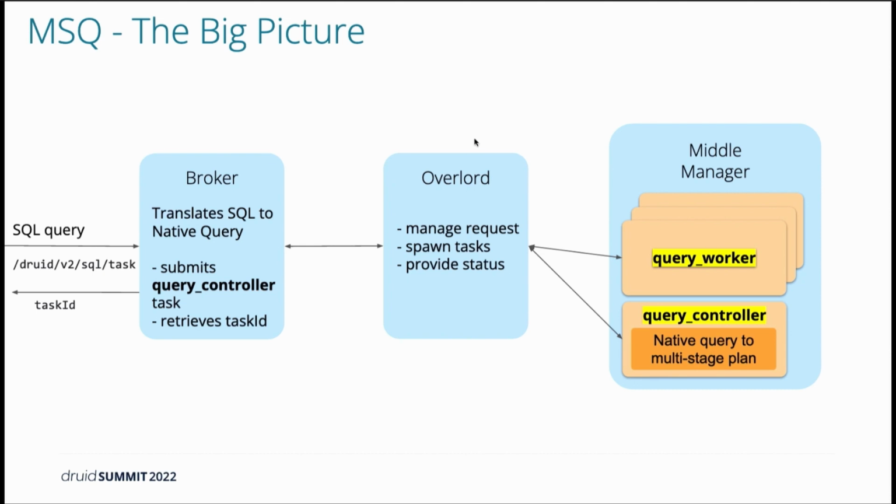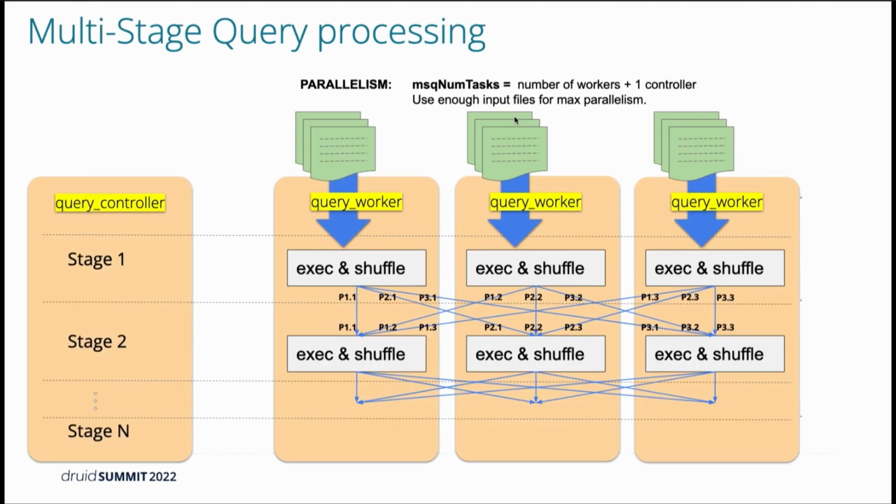On the Overlord, once the task is instantiated, this task is the query controller. It contacts the Overlord to spawn more workers based on the SQL query. After all the workers are launched, the query controller coordinates all the work amongst these launched query workers. This is similar to an application master. In the multi-stage query processing framework, we have the query controllers and the query workers. The plan generated by the controller is coordinated among all the workers. The parallelism is controlled by a new context parameter, MSQ numTask.